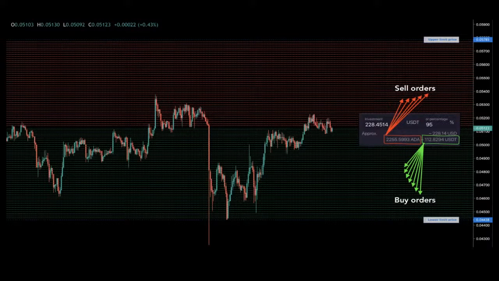Here's the example of Cardano trading against USDT, and you can clearly see that with a total investment of 228 USDT and this setup, 2,255 Cardano is required so that the system places all of these sell limit orders. Because in order to sell something, right, you must possess it, and that's why it is required to have, for this setup, 2,200, and the quote currency, 112.